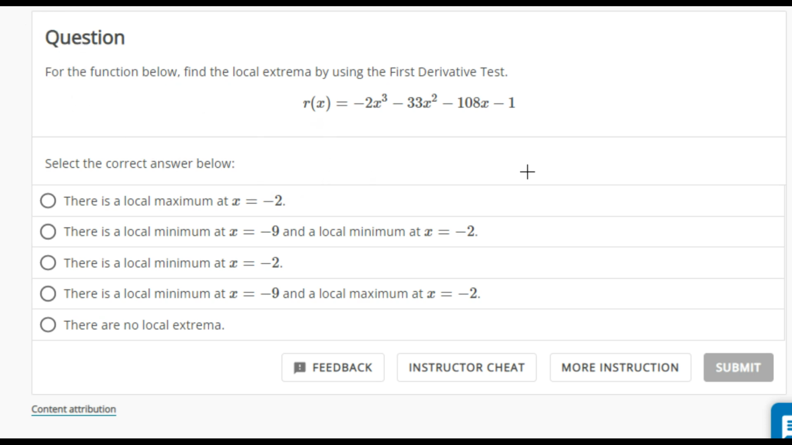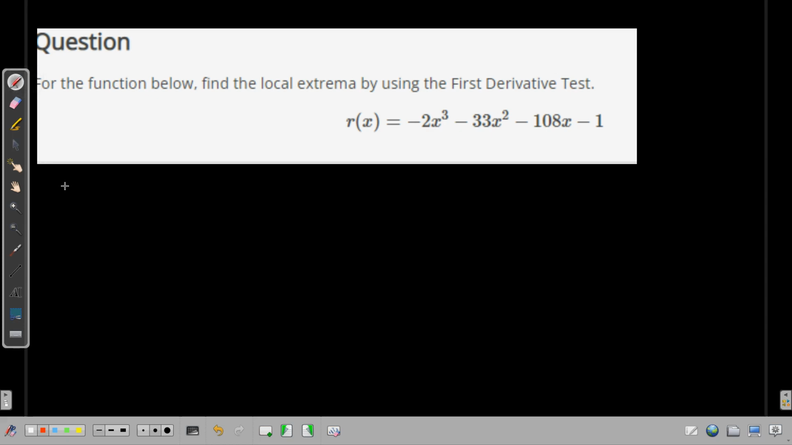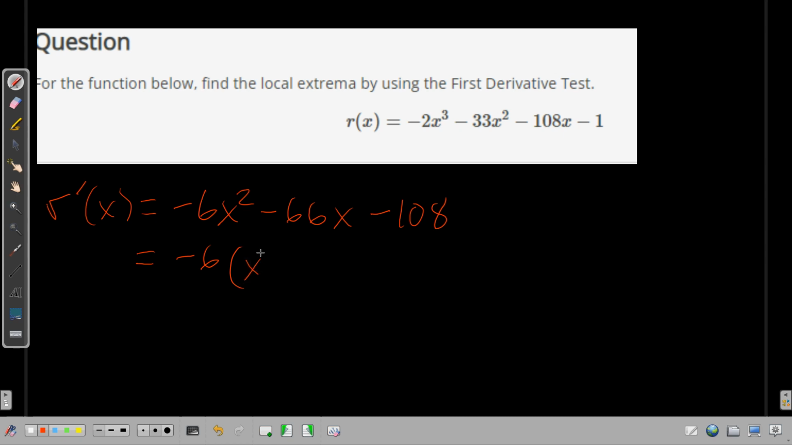For the function below, find the local extrema using the first derivative test. So here's that function. Then r prime would be -6x squared minus 66x minus 108. And I want to factor out the GCF, so I'll factor out a -6, and I'm left with x squared plus 11x plus 18.